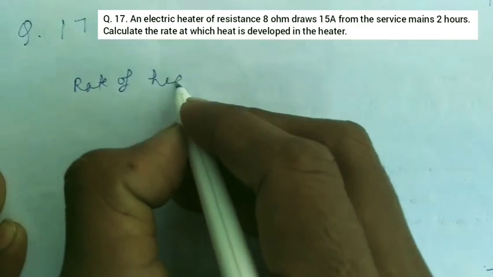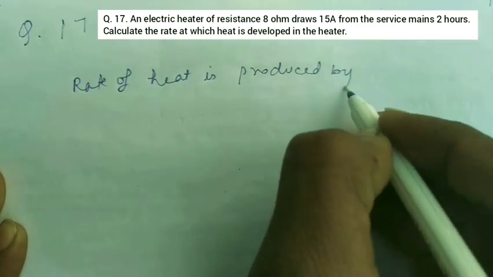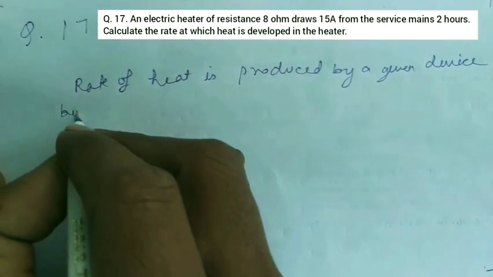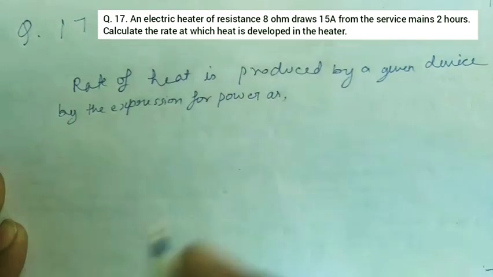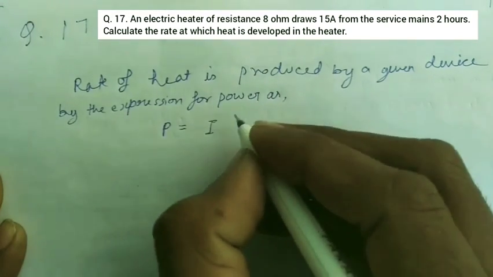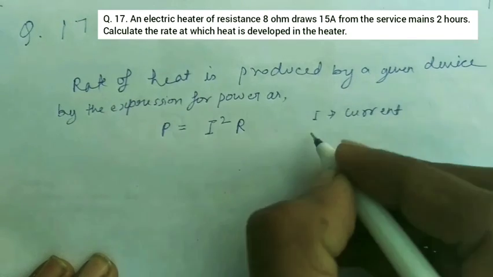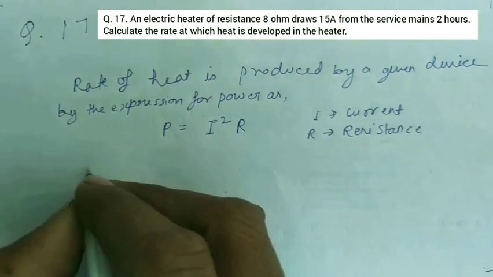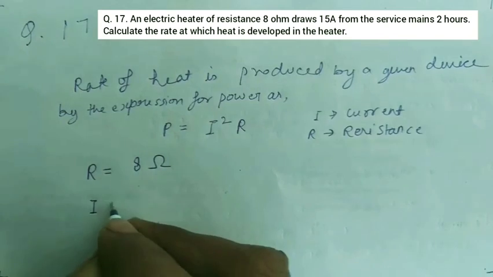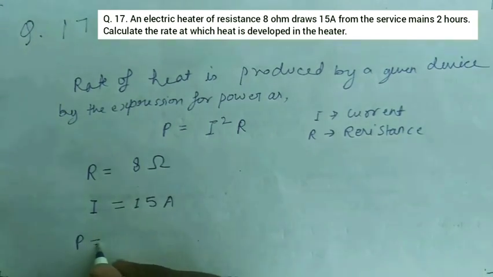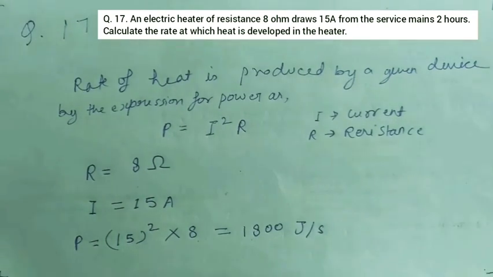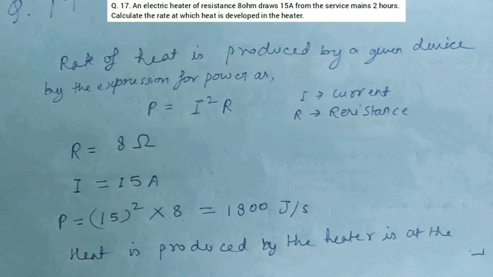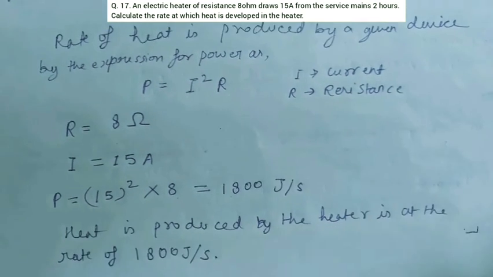Rate of heat produced by a given device is given by the expression for power as P is equal to I squared R. I is current, R is resistance. R is equal to 8 ohm, I is equal to 15 ampere. P is equal to 15 whole squared into 8 is equal to 1800 joule per second. Heat is produced by the heater at the rate of 1800 joule per second.